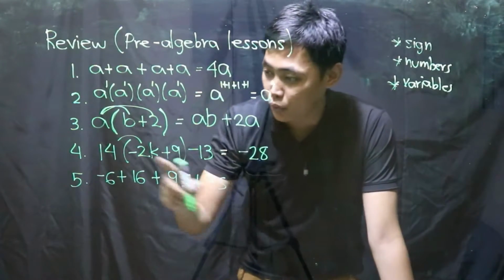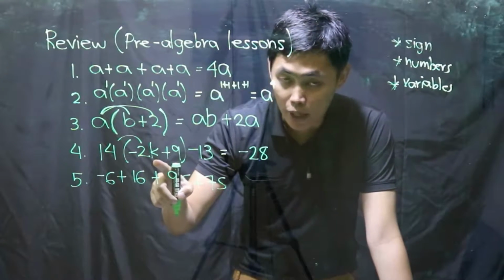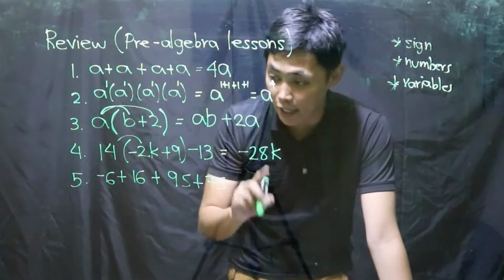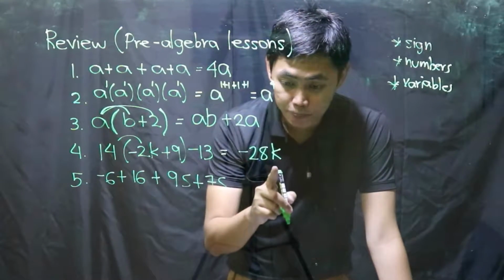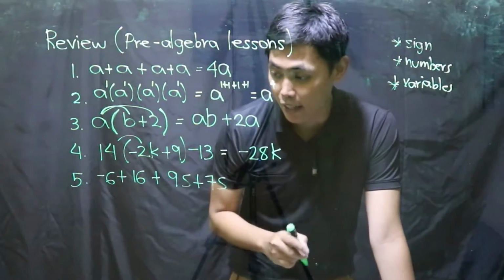Then variables. Do we have a variable here? Nothing, right? Do we have? Yes, k. So we will just write k, since there's no other variables that we can multiply with k.